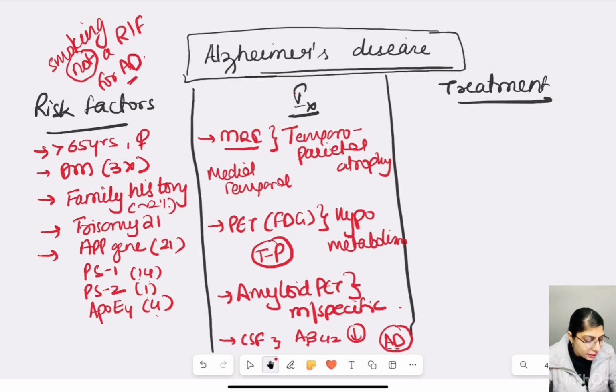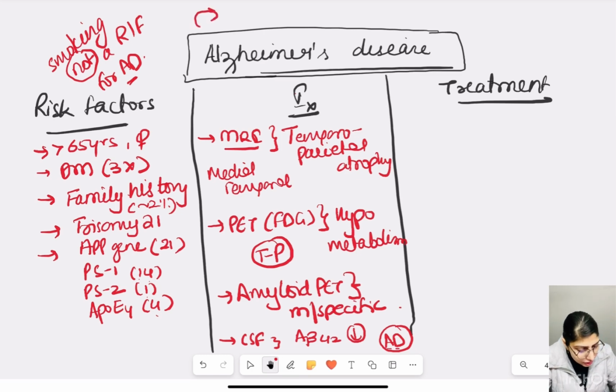In Alzheimer's, AD, there is a decrease in A beta 42. There is a decrease in acetylcholine levels. That's why we give acetylcholinesterase agents, right? So they increase the acetylcholine levels. So CSF A beta 42 decreases.